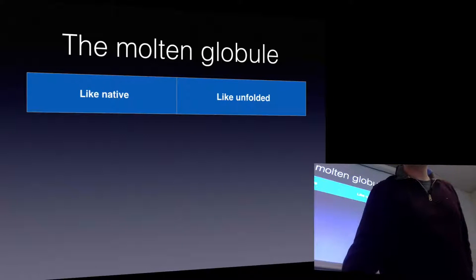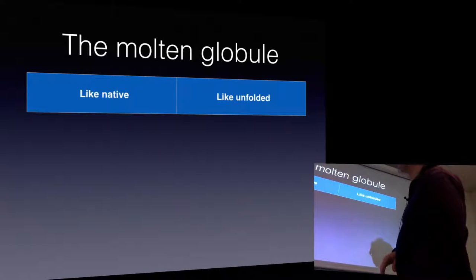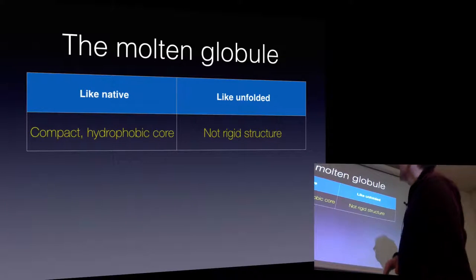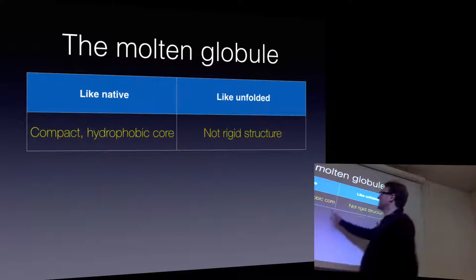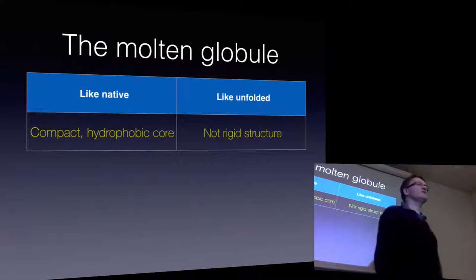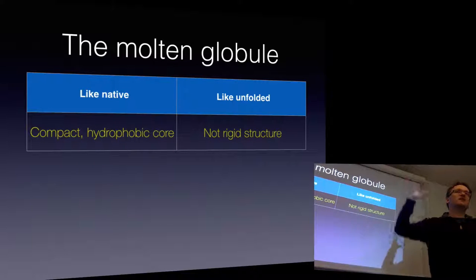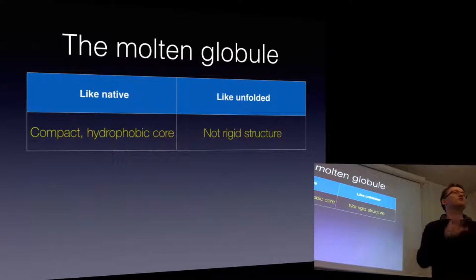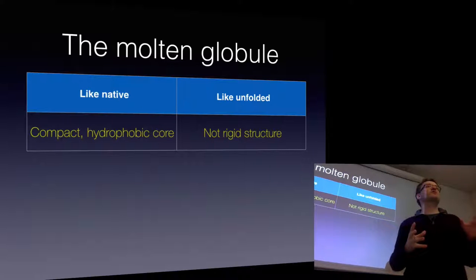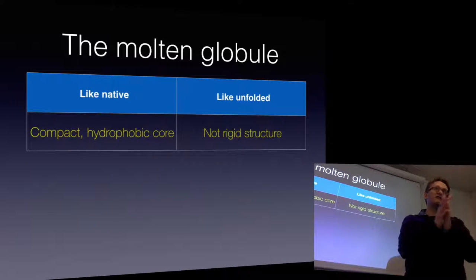So if you can sort the molten globule, there are a bunch of properties that are just like a native protein, but there are also a bunch of properties that are like an unfolded one. So it's definitely a compact hydrophobic core. And you know what? This is kind of reasonable. If you have a chain that consists of 150 residues, and half of them are hydrophobic, remember how strong these hydrophobic effects were. The second you throw this in a cellular environment, they will instantly collapse so that the hydrophobic residues turn inwards.